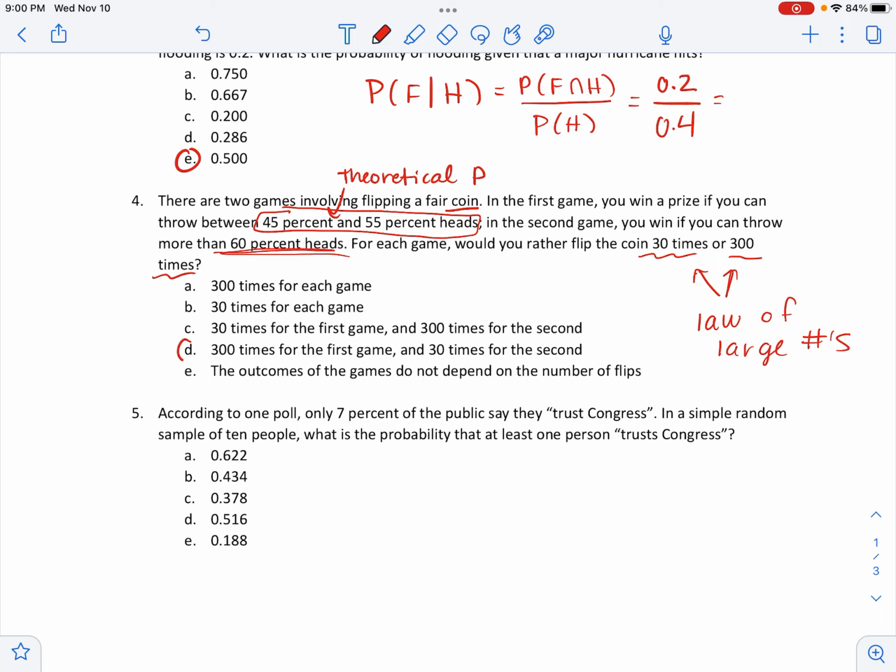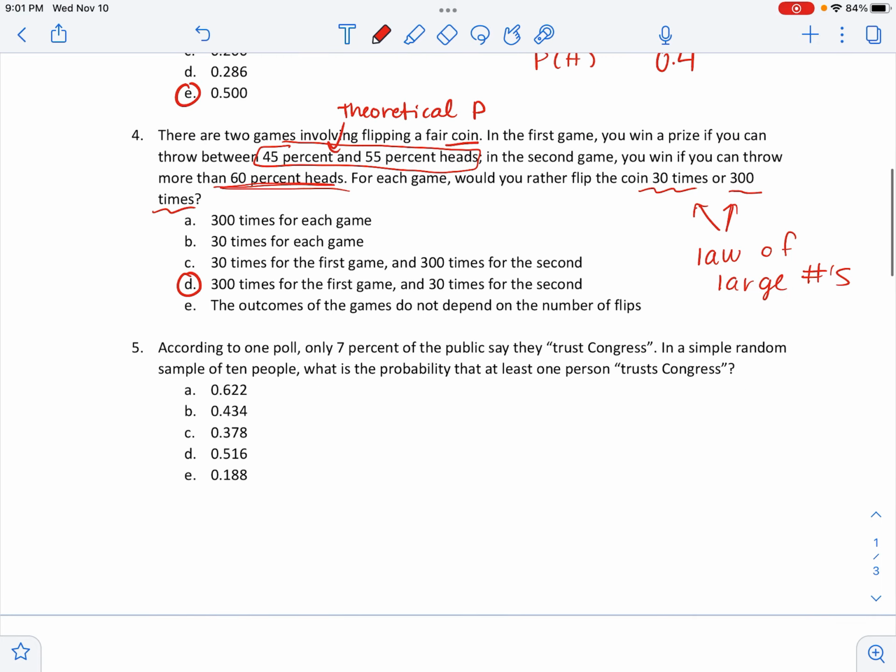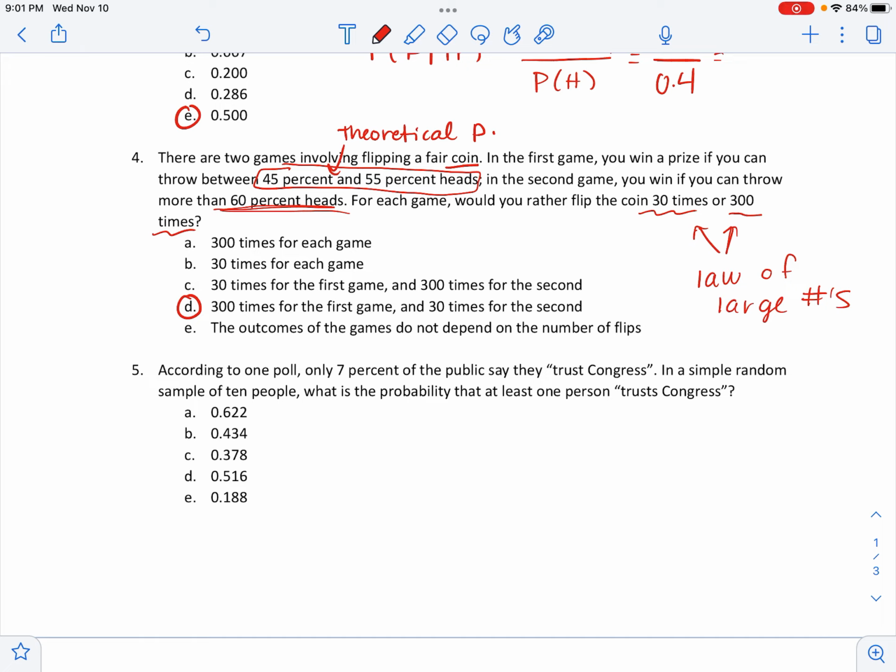So the answer here was D, 300 times for the first game and 30 times for the second. And I just want to make clear that the theoretical probability is 50%, not the 45 to 55.